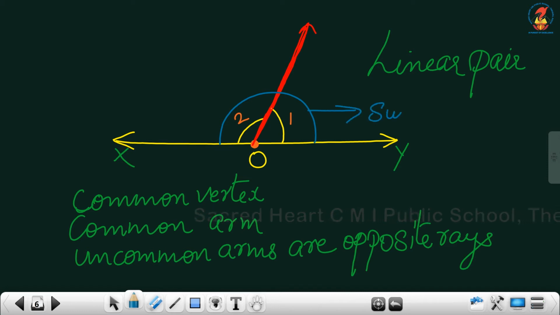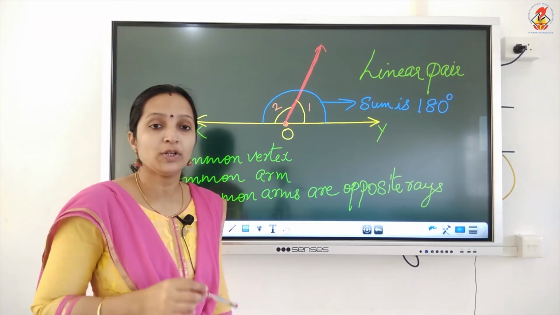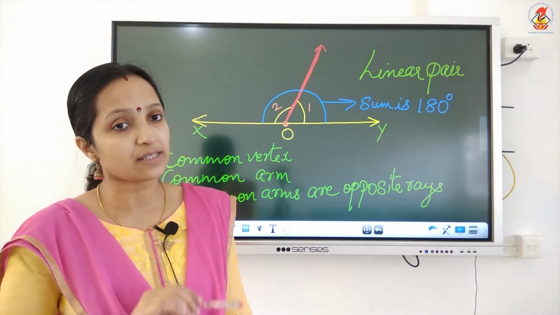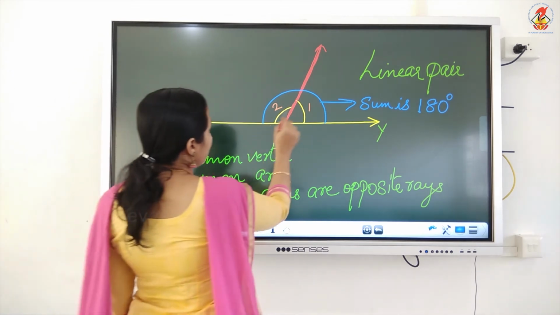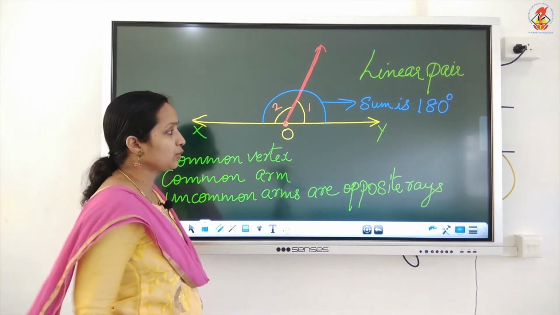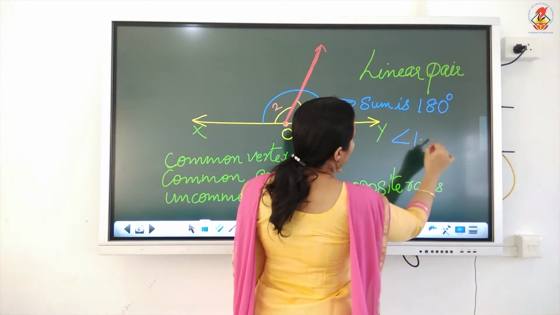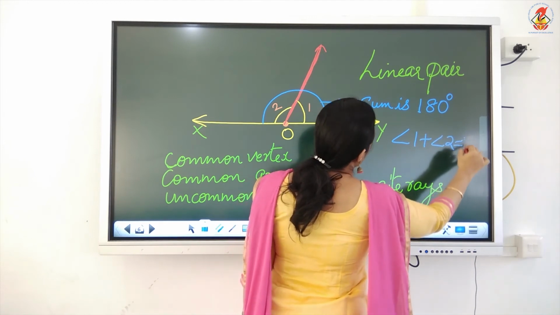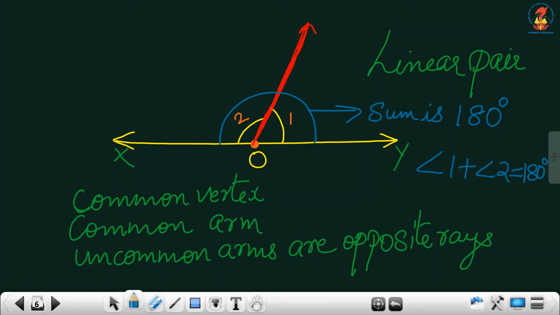This angle sum is 180, because the sum of the angles at a point on one side of a straight line is 180. So the sum of angle 1 and angle 2 is 180, because they are standing on a straight line.